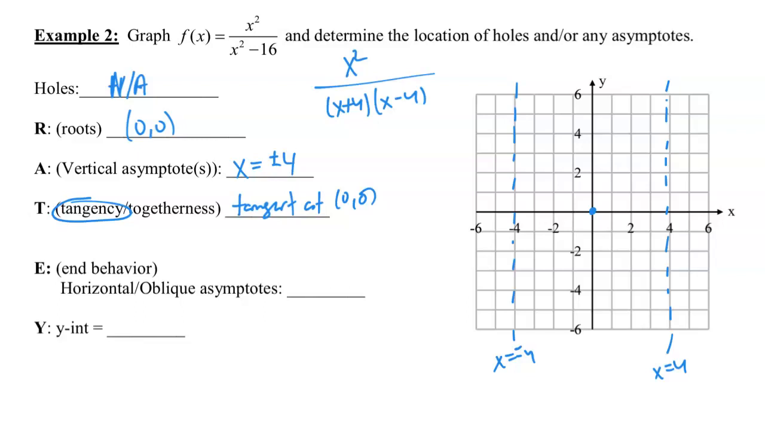End behavior is much easier to determine from the original version. So if I look at the unfactored version, I've got x squared divided by x squared. The exponents there are the same, and so I'm going to divide the coefficients to get y equals 1 as my horizontal asymptote. And then for the y-intercept, I'm going to plug in 0 for x. And so 0 for x is going to give me 0 divided by negative 16, and 0 divided by anything is 0, and so my y-intercept is also going to be 0, 0. So let's make sure that we put our horizontal asymptote here at y equals 1. We don't want to forget about that.